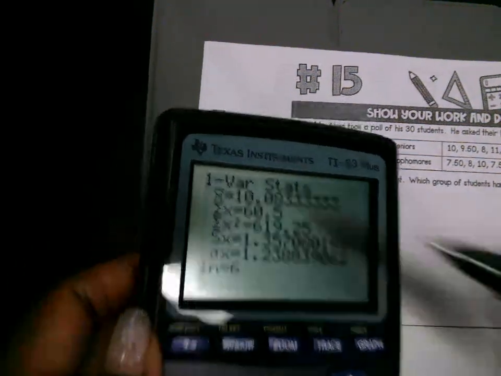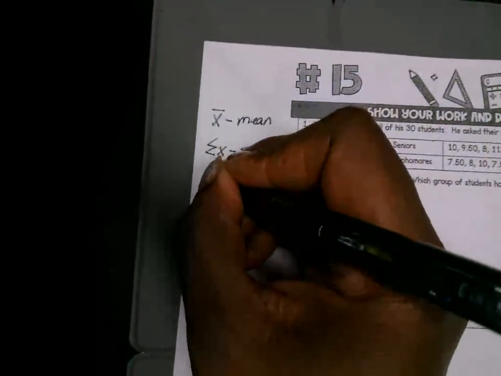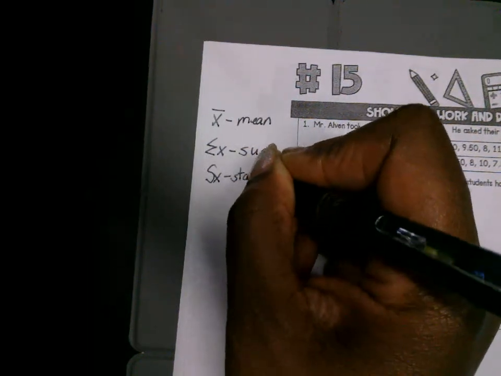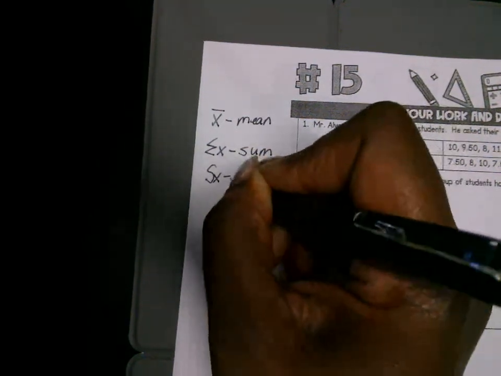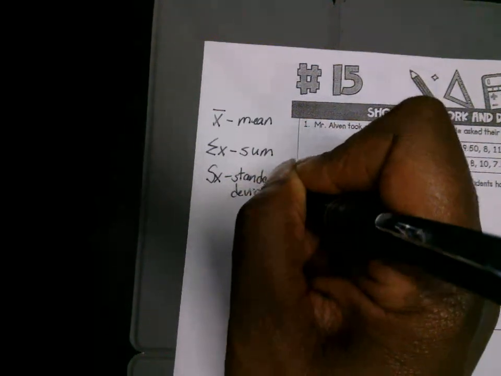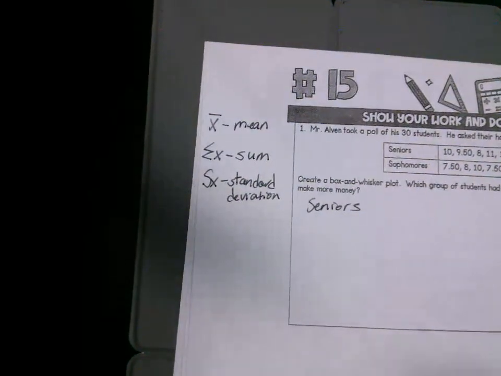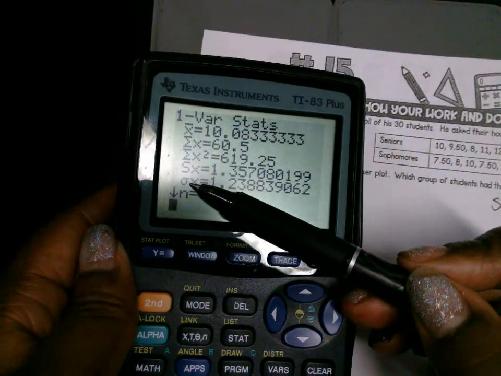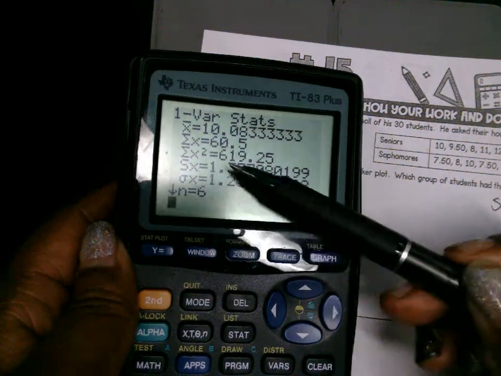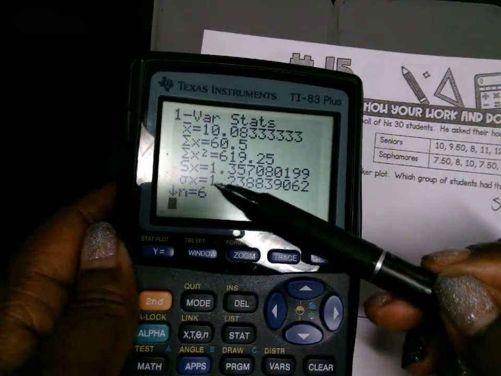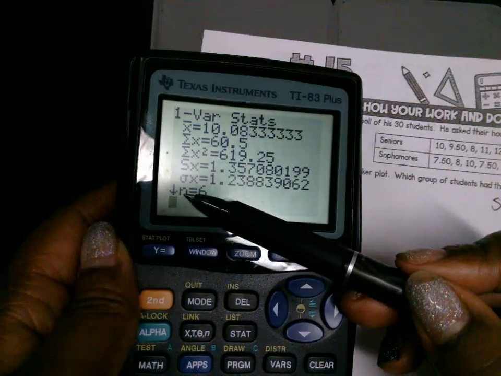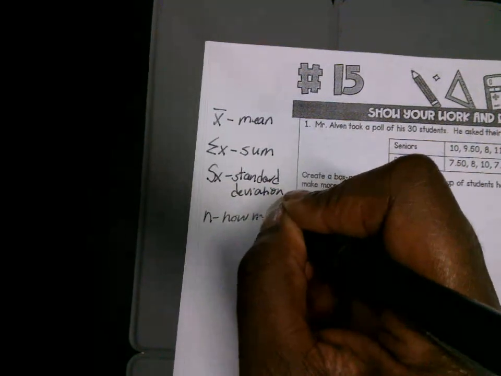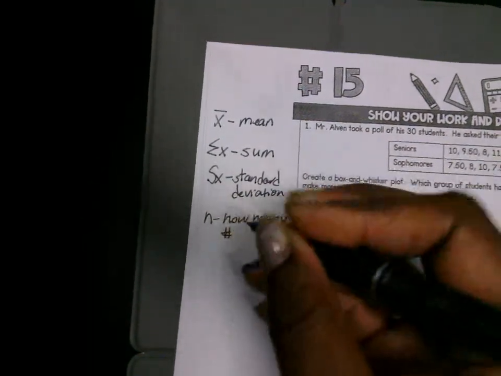This S with the X, that's your standard deviation. You'll use that later, okay? So you might want to write it. We talk about that at the end of the year. You won't need this symbol here. You'll use that later in statistics. N, see, these numbers are really close anyway. It's kind of like standard deviation, to be honest. This is N here. That's how many numbers are in the list.